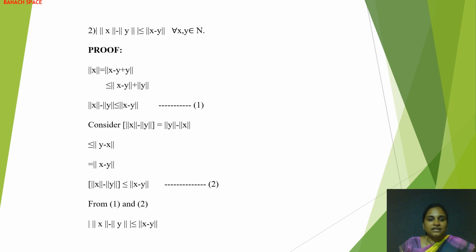We will consider the next part. The modulus of norm x minus norm y, which is equal to norm y minus norm x, is also less than or equal to norm of y minus x, which can also be written as norm x minus y. Therefore, the modulus of norm x minus norm y is less than or equal to norm x minus y. This is equation number 2. So from 1 and 2, the modulus of norm x minus norm y is less than or equal to norm x minus y.